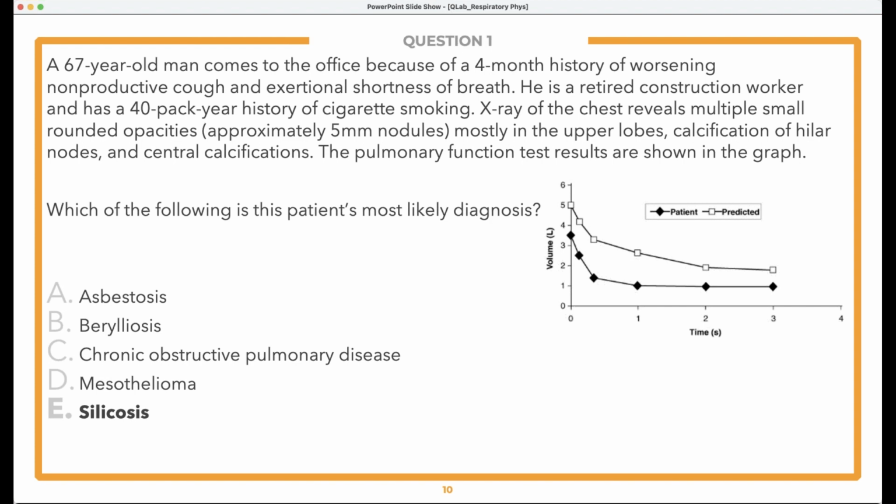All right, thank you, Jeff. So good job to those who picked silicosis. If you did not, that's totally fine. This is a tricky question, right? This person has multiple risk factors. Just based on the story, the patient is a construction worker.